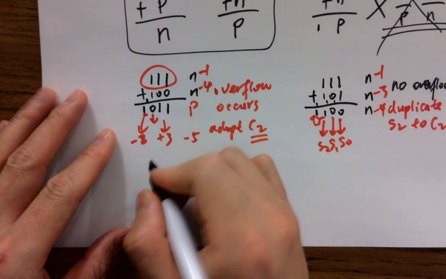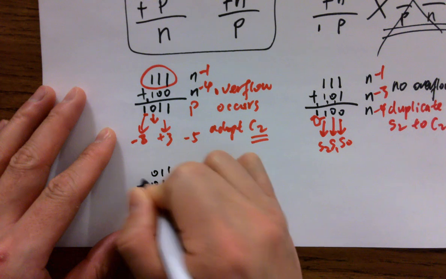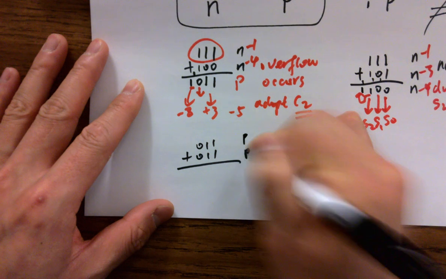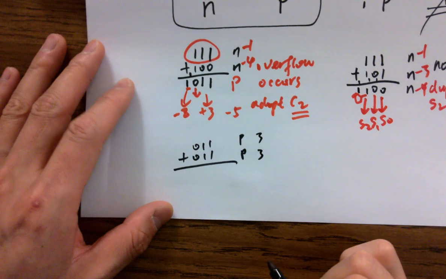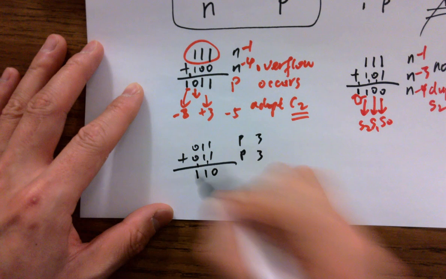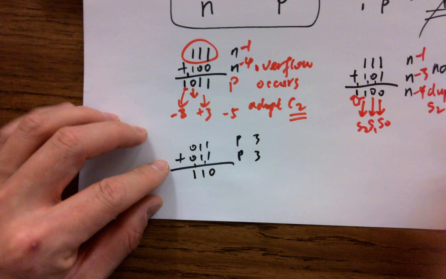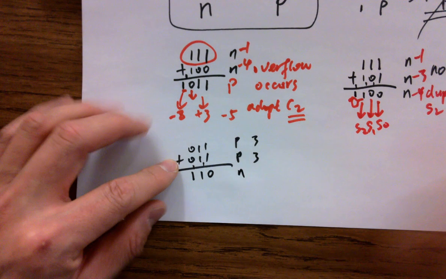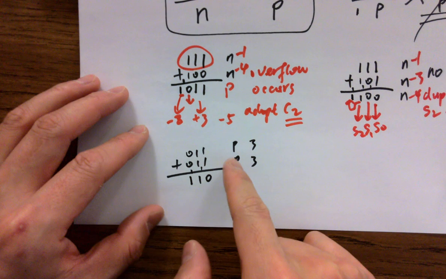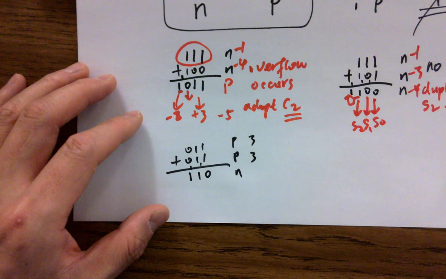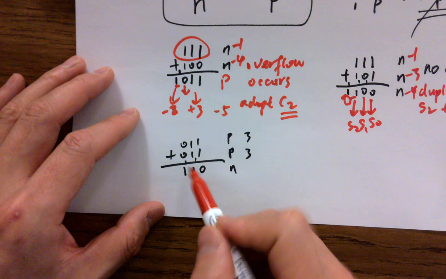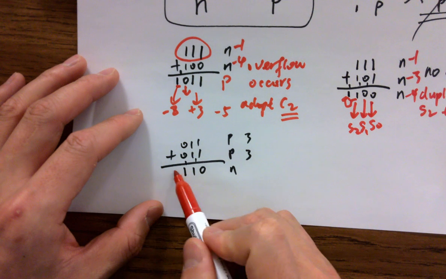What about this? 0, 1, 1, 0, 1, 1. P 3 plus 3 should be 6, right? It should be positive 6. 0, 1, 1. PPN. Overflow happens. Overflow occurs. So what should we do? Duplicate C2, right? What is C2 here? There's no carry out. So C2 is 0. Duplicate it.